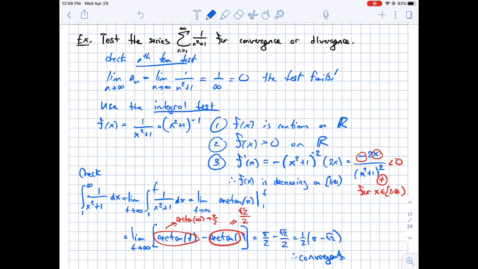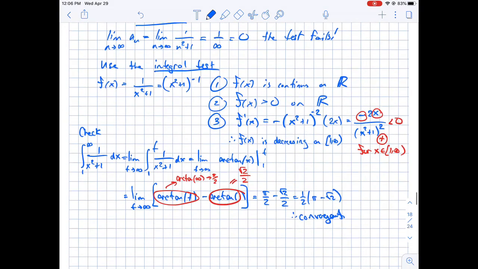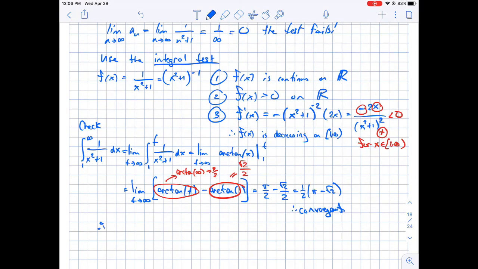Okay, so that's fine, the integral converges, but what does that mean about our series? Well, it means that because of the integral test, our series must also have the same behavior. Our series must also converge. So therefore, the series 1 over n squared plus 1 must also converge by the integral test. Okay, so we know the behavior, it must converge.